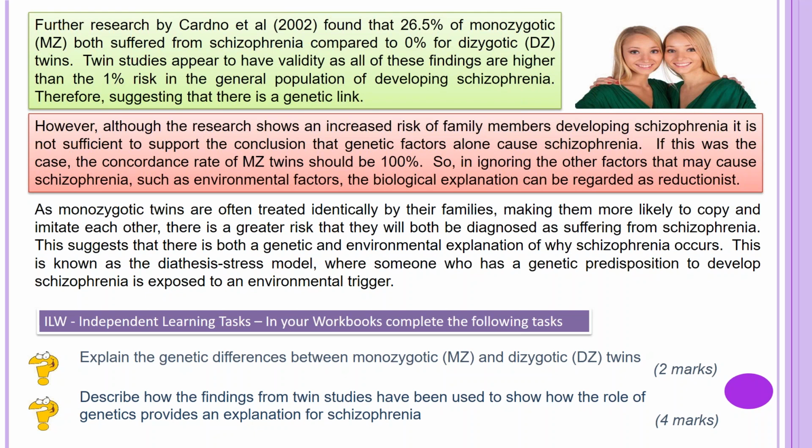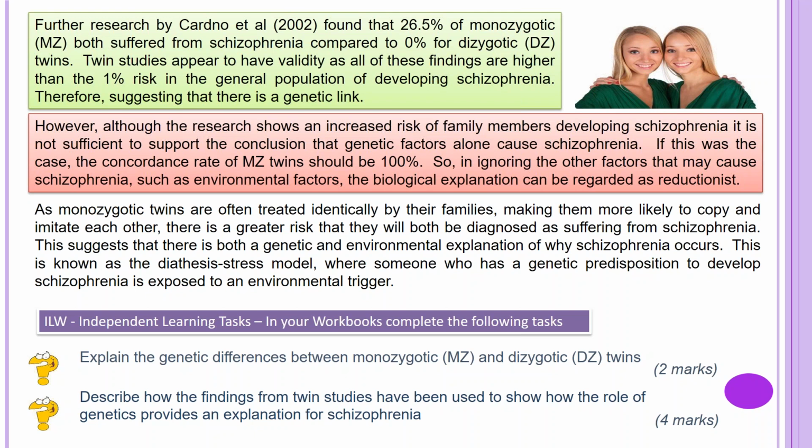However, although the research shows an increased risk of family members developing schizophrenia, it is not sufficient to support the conclusion that genetic factors alone cause schizophrenia. If this was the case, the concordance rate of MZ twins should be 100%. So in ignoring other factors that may cause schizophrenia, such as environmental factors, the biological explanation can be regarded as reductionist.